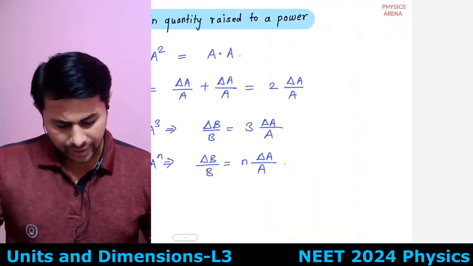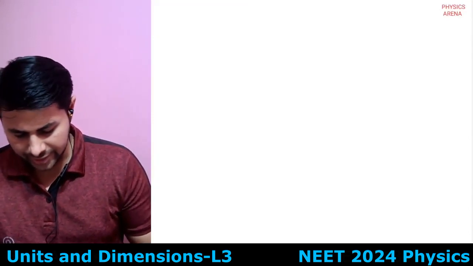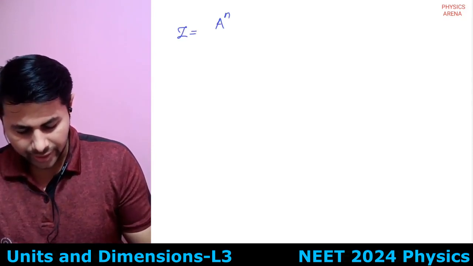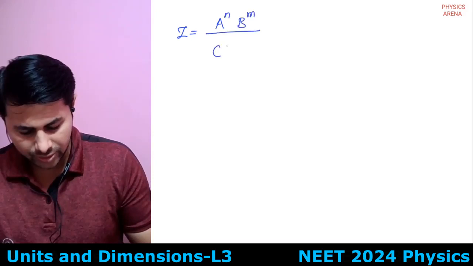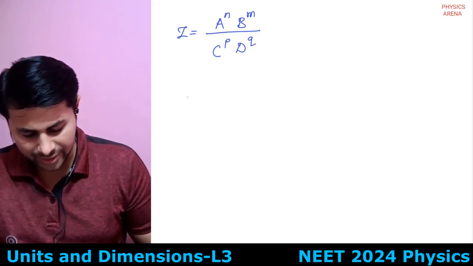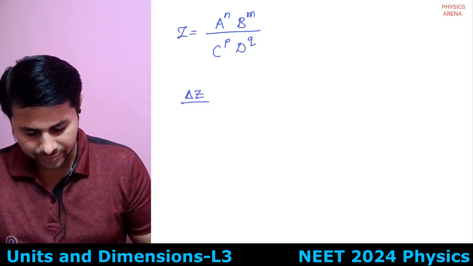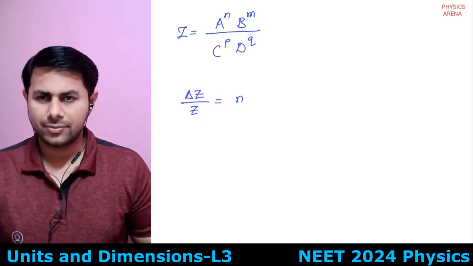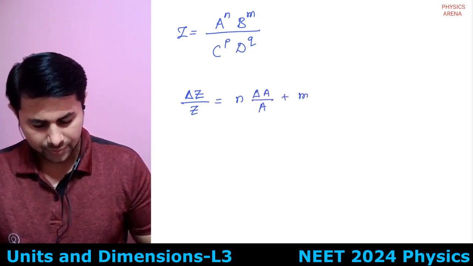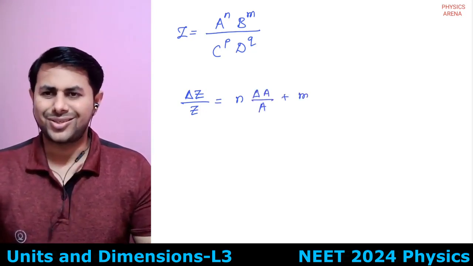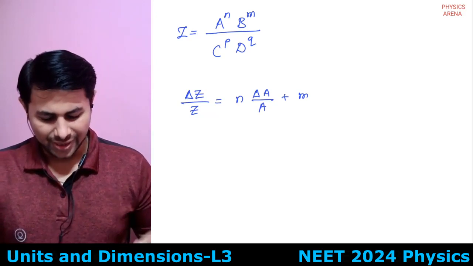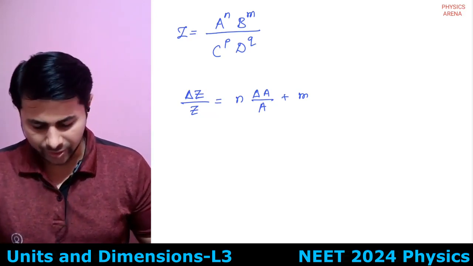And then we'll take a general term. Let's say Z is equal to A to the power N, B to the power M, C to the power P, and D to the power Q. So now, can you say what will be delta Z upon Z? N into delta A by A plus M into delta B by B plus P into delta C by C plus Q into delta D by D. Correct. Okay. So we'll take addition everywhere because we want to find out maximum error.